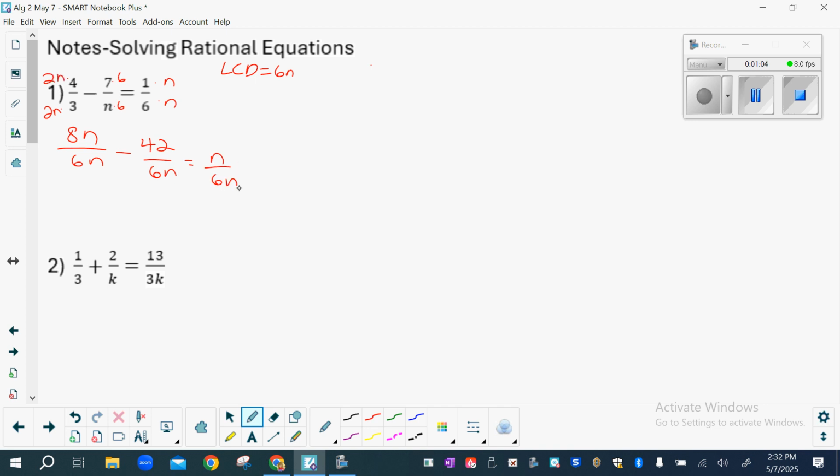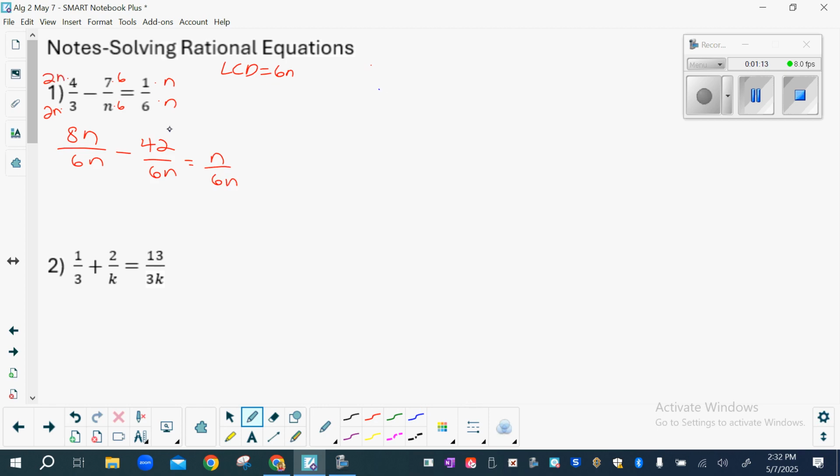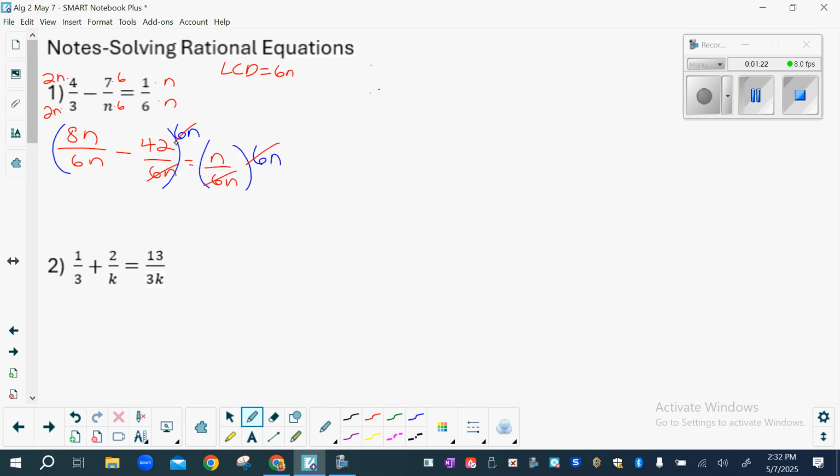So now, what's my next step? Multiply by that denominator to get rid of it. So multiply by 6n on both sides, and we get 8n minus 42 equals n. So anybody, what would be a step that I could do on this one to solve it?